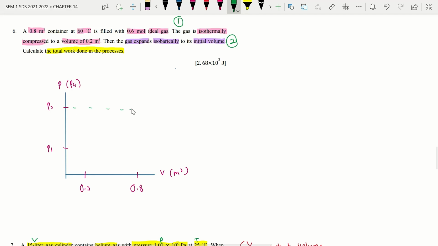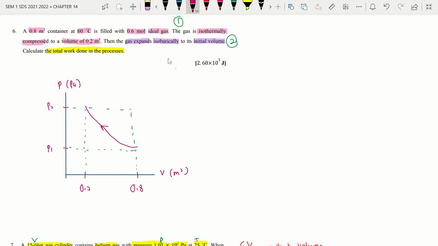Okay, give me one moment. So it is compressed, so therefore you will get your curve like this. Okay, this is a curve. This arrow pointed upwards means the volume is compressed. Okay, then we are done drawing for the first process, and for the second process the gas expands isobarically.